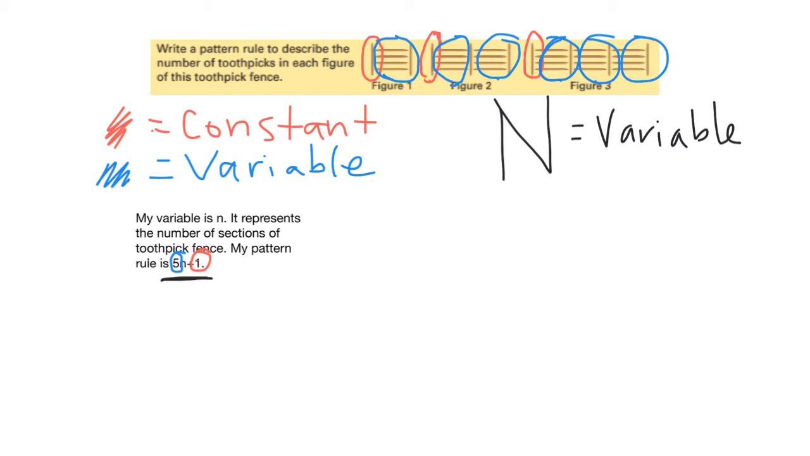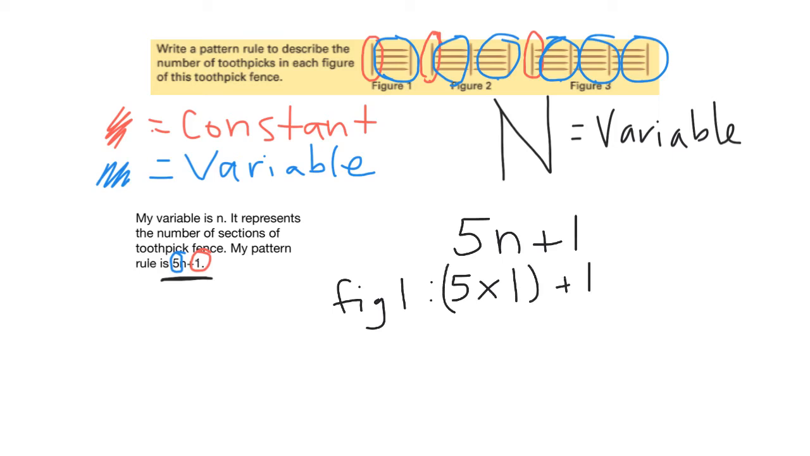And then, like in any problem in math, we want to check our work. So the way we can do that with this pattern rule, we're going to check our pattern rule to see that it's right. So our pattern rule is 5n plus 1. So for figure 1, that looks like this. 5 times 1 plus 1. We know 5 times 1 is 5, plus 1 is 6. How many fence posts do we have here? 1, 2, 3, 4, 5, 6. So that is right. Let's do one more.